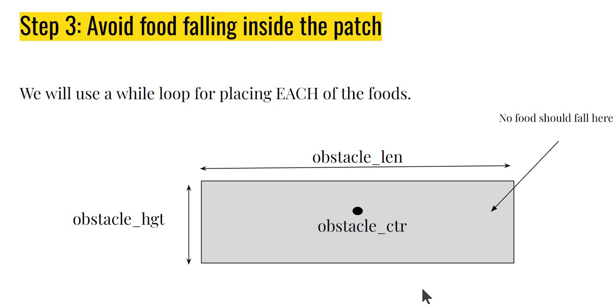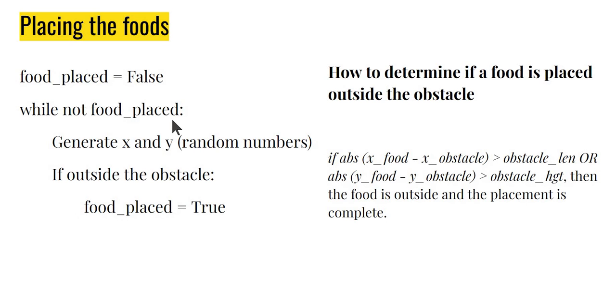All we will do is figure out if the food's x value and y value are such that it's falling within the obstacle's x value and y value. So like I said, we are going to use a while loop. For every food, we'll use a Boolean variable called, let's say, food placed. While the food is not placed, we will generate random numbers as before. If the food is outside the obstacle, we'll say food placed is true, and we can exit this while loop.